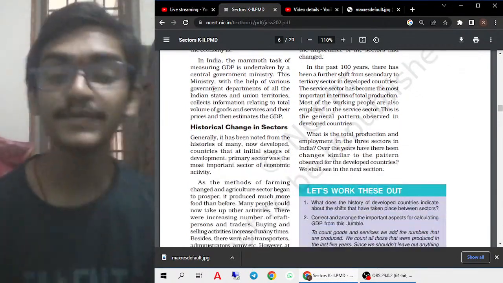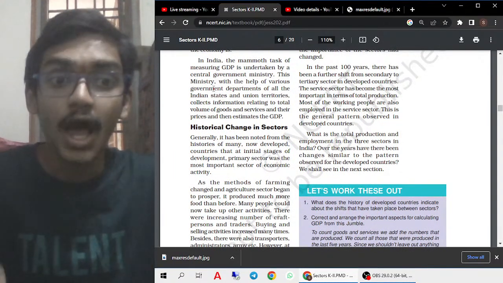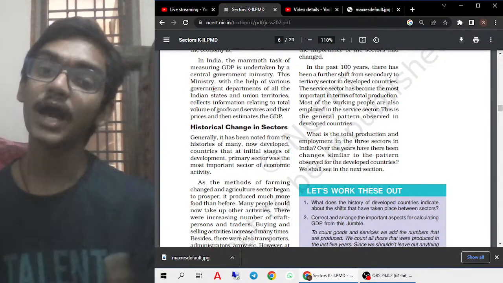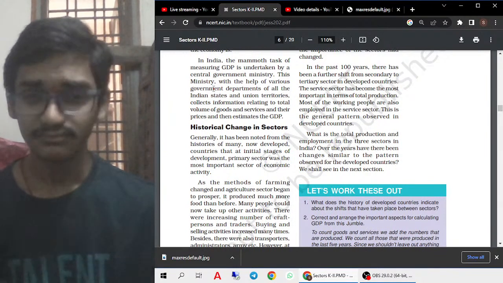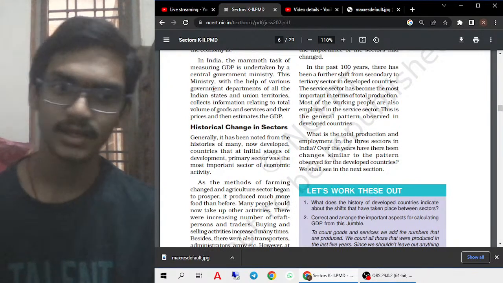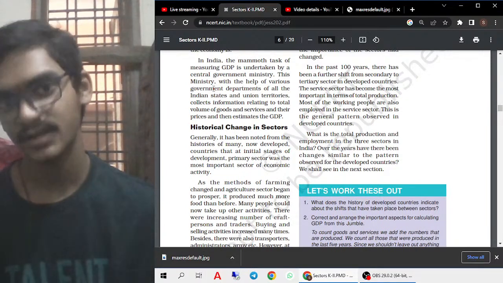Okay, so the GDP of a country will tell us how developed a country is and how big a country is. This GDP will tell us about it, and it also tells us about the production activities of different sectors.